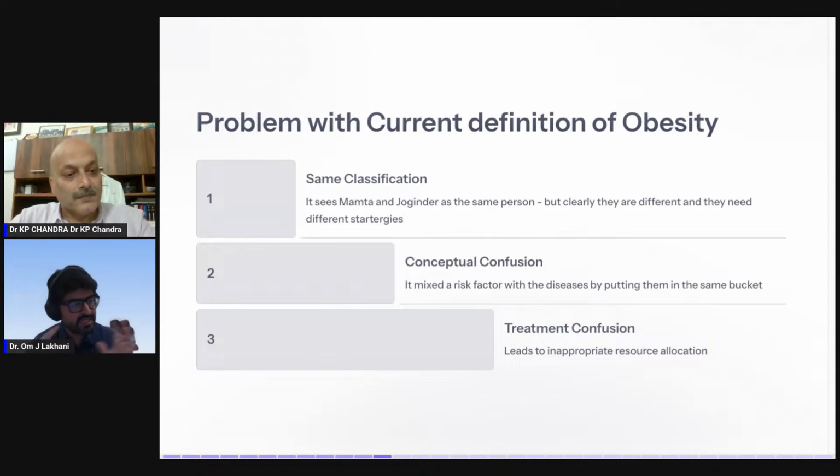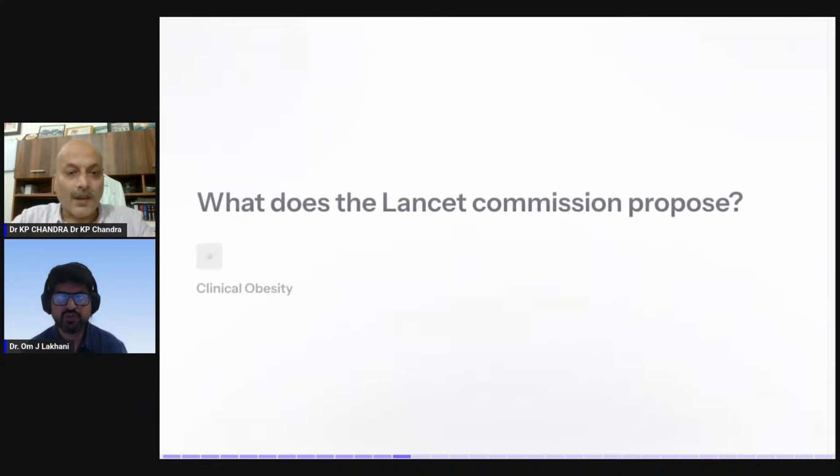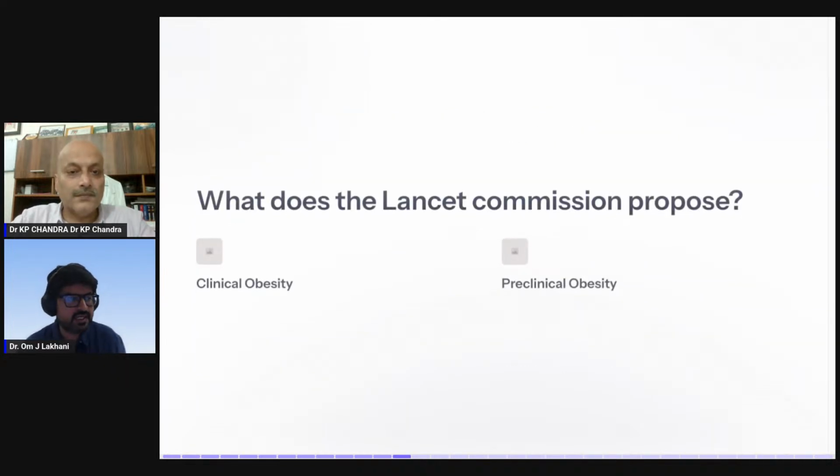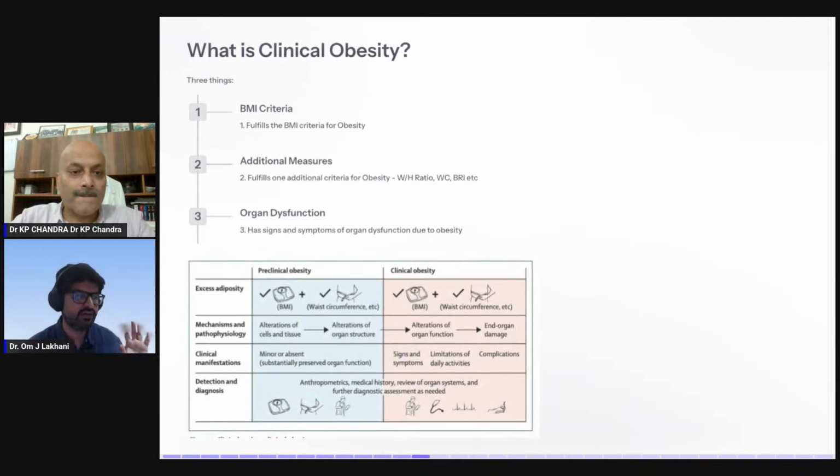Exactly. That is what the guidelines, the newer Lancet Commission definition, is also saying. What the Lancet Commission has done is they've defined these two groups as clinical obesity and preclinical obesity, just like diabetes and pre-diabetes, right? They've given a very clear definition of what you should call clinical obesity and what you should call preclinical obesity.